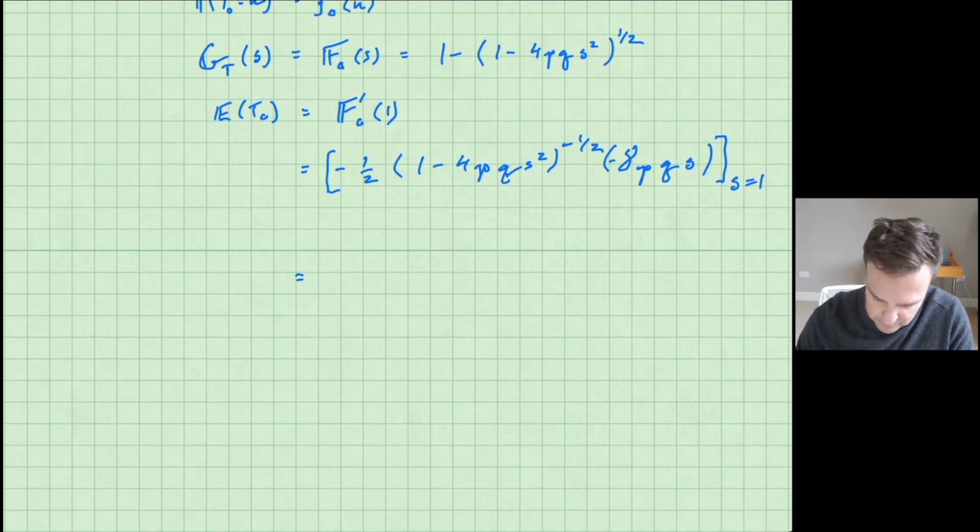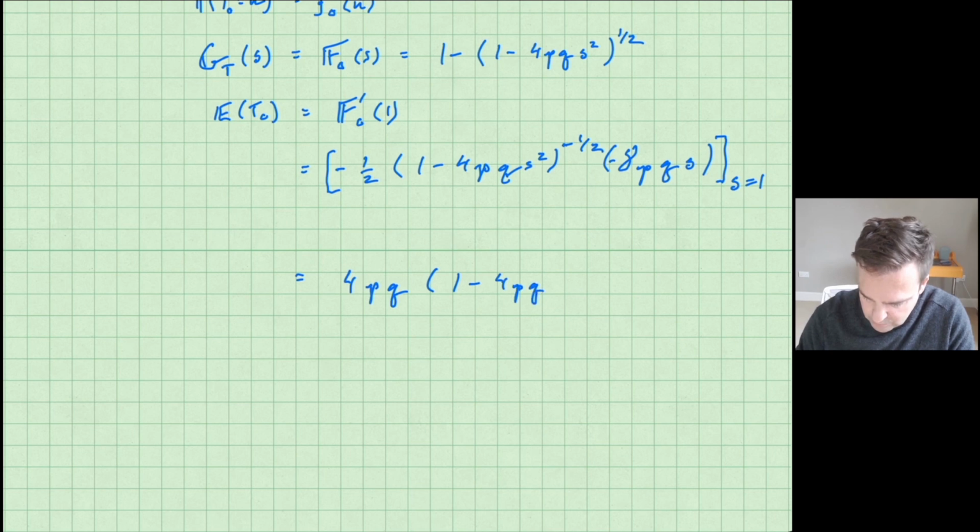And so what do we get here? The negatives cancel. We get 4pq times 1 minus 4pq, and s is equal to 1, so that's to the minus 1/2.